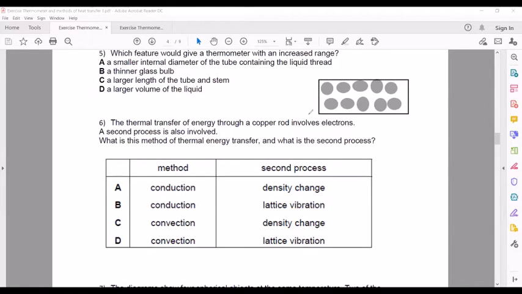So when we supply heat energy, what happens? The particles vibrate, and as the particles vibrate, they collide with each other and transfer energy from one to another. So the method in a solid is conduction. What is the second? The thermal energy through a copper rod involves electrons, so a second process is also involved there. What is that process? Conduction. And how is the energy transferred? By the vibration of the lattice, or lattice vibration.